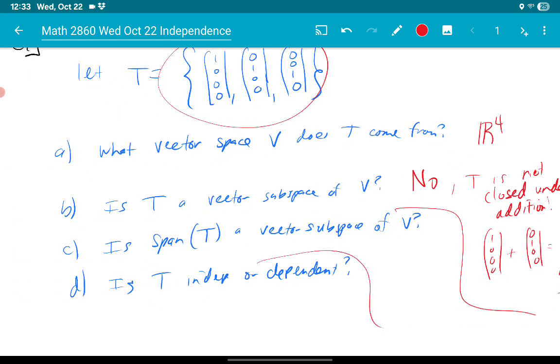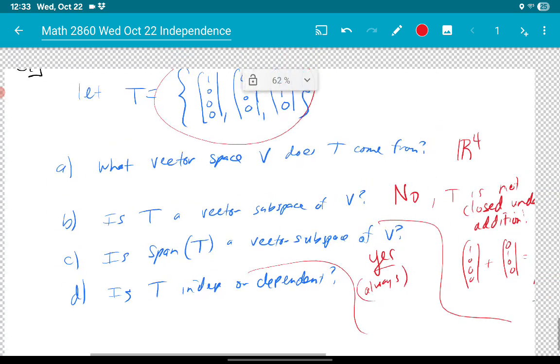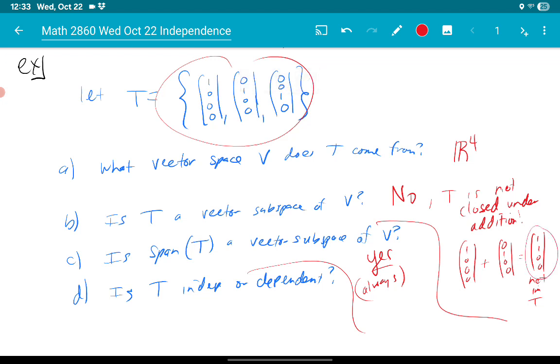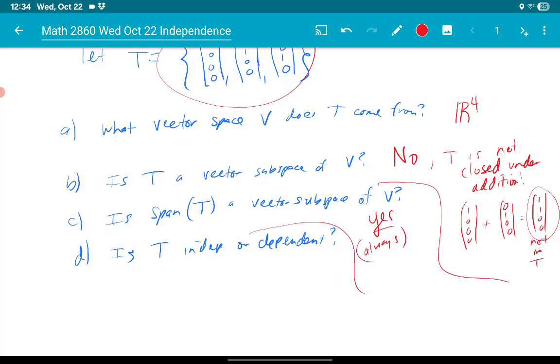Is the span of T a vector subspace of V? Well, we proved a theorem on Monday that says yes, every span is always a vector space. Why is that? Because when you span a set, it fills in all the linear combinations. So it includes all the things like 1, 1, 0, 0, because that's a linear combination of two of the things in there. You naturally end up being closed under addition and scalar multiplication when you span a set. So those two were questions I asked on Monday. I was making sure you still remember them. So questions B and C.